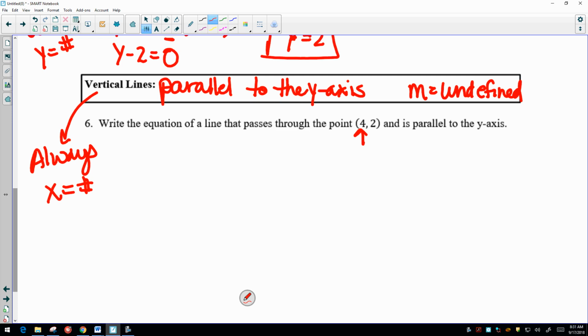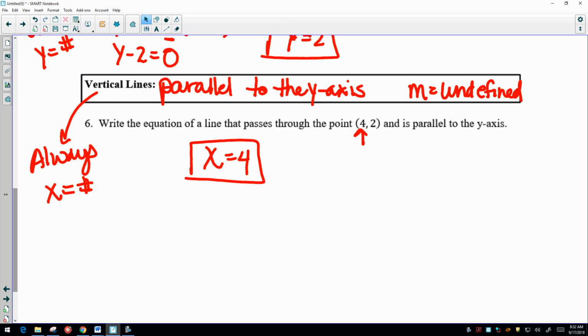Okay, so we're going to write the equation of a line that passes through the point and is parallel to the y-axis. Alrighty, so here's our equation. x equals 4. Done. Don't have to do anything else. It's an undefined slope. These are the only equations of lines that we will be dealing with that will be in the form of x equals a value. Every other equation of a line that you have will always be in the form of y equals a value.